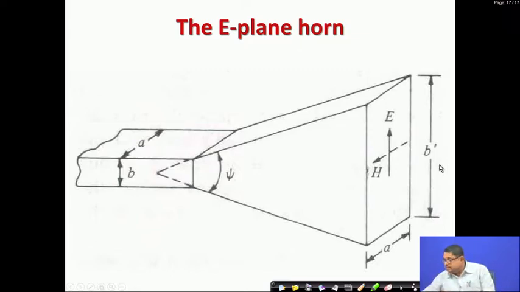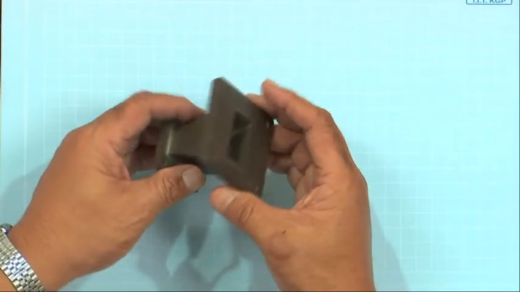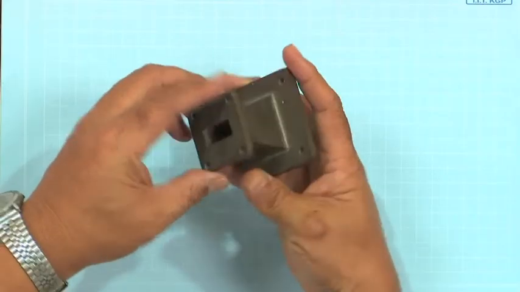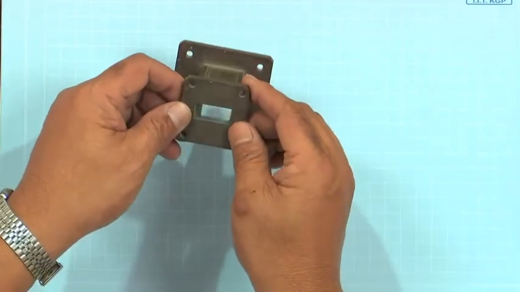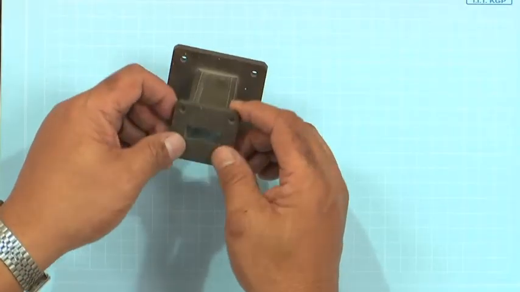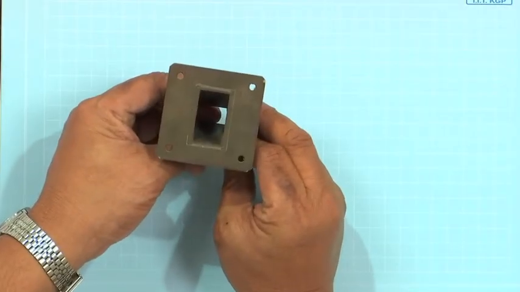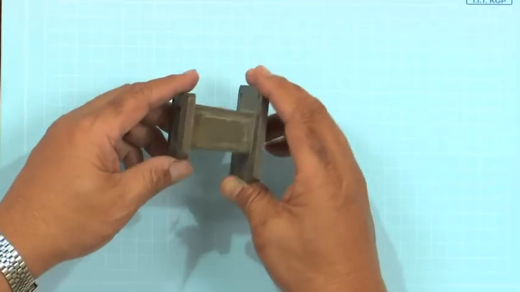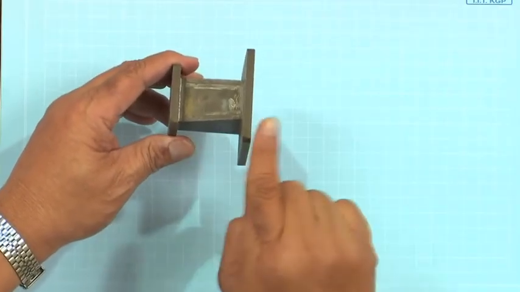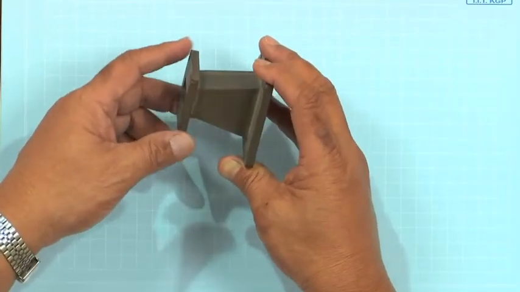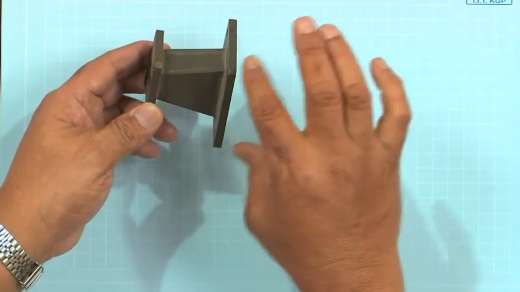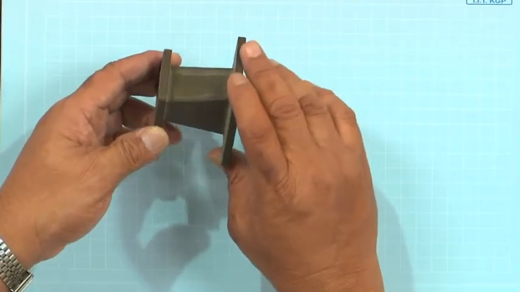Okay. You can see this is an example of an E plane horn. You can see this is the rectangular waveguide side, this is the other side. If you see from the side, the E plane is getting flared, and the other one is kept constant. So, this is an example of an E plane horn.